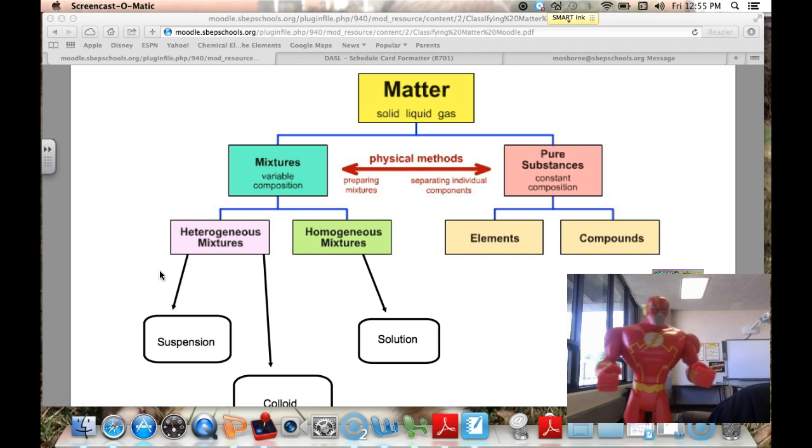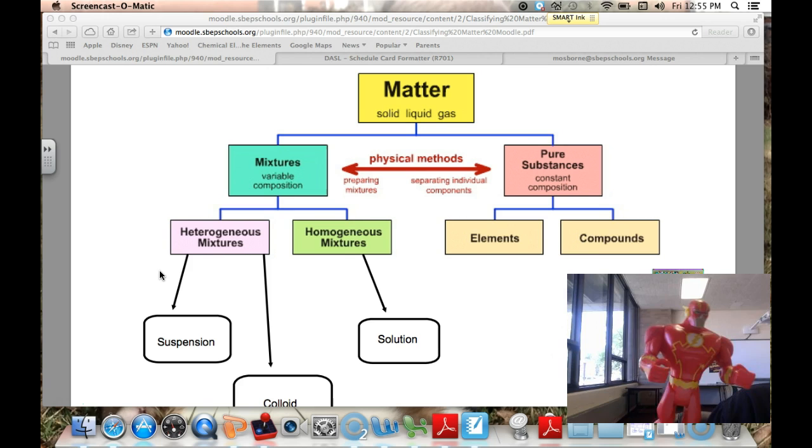Mixtures are when you have two or more elements that don't chemically combine, or two or more compounds that don't chemically combine, such as if you were to put sand in water, that would be a mixture. Another mixture would be like brass, which is different metals put together that don't chemically combine. That would be a mixture. So let's talk about these things.